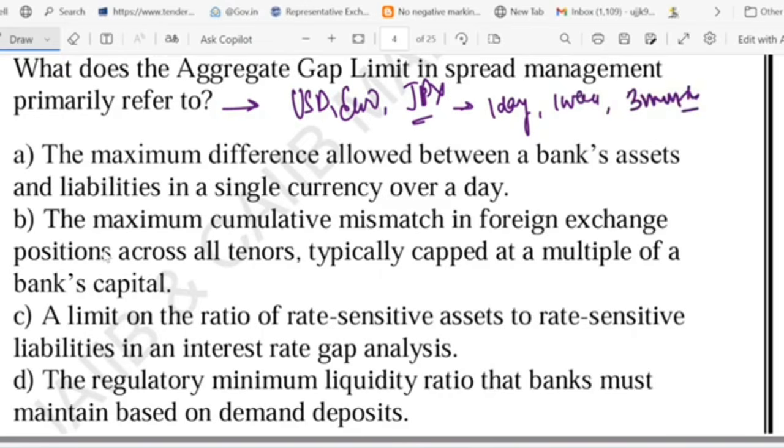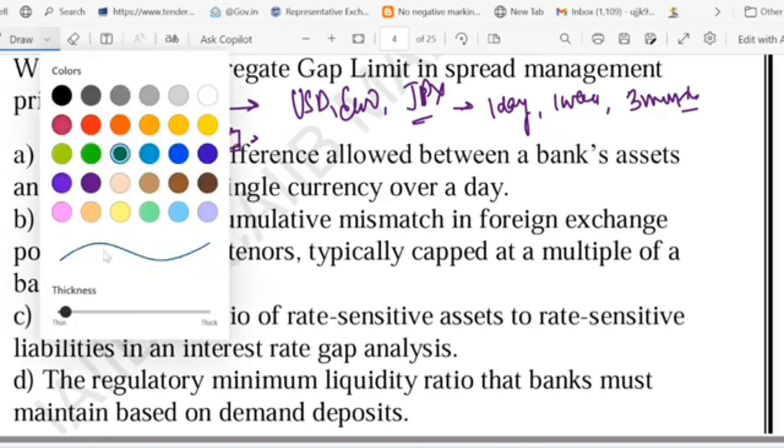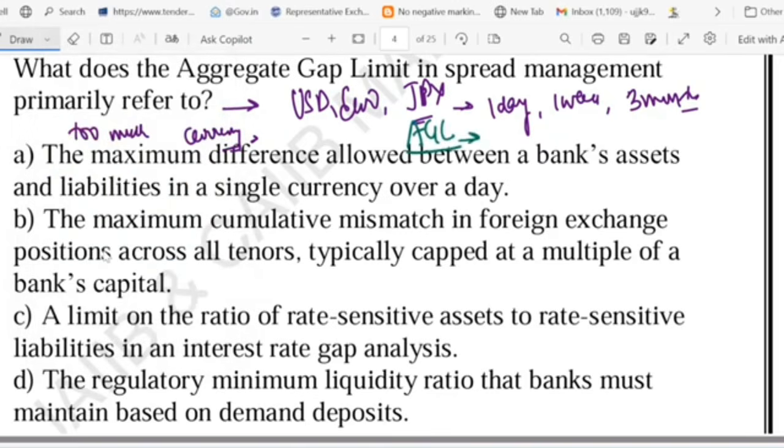But what if the bank buys too much of a currency and does not sell enough? Suppose the bank buys too much currency and does not sell it. What will happen? A mismatch starts building across different tenor. So that is where AGL, aggregate gap limit, comes into the picture. Basically what it does, it controls the total currency mismatch. AGL controls the currency mismatch the bank is allowed to take across all tenor.